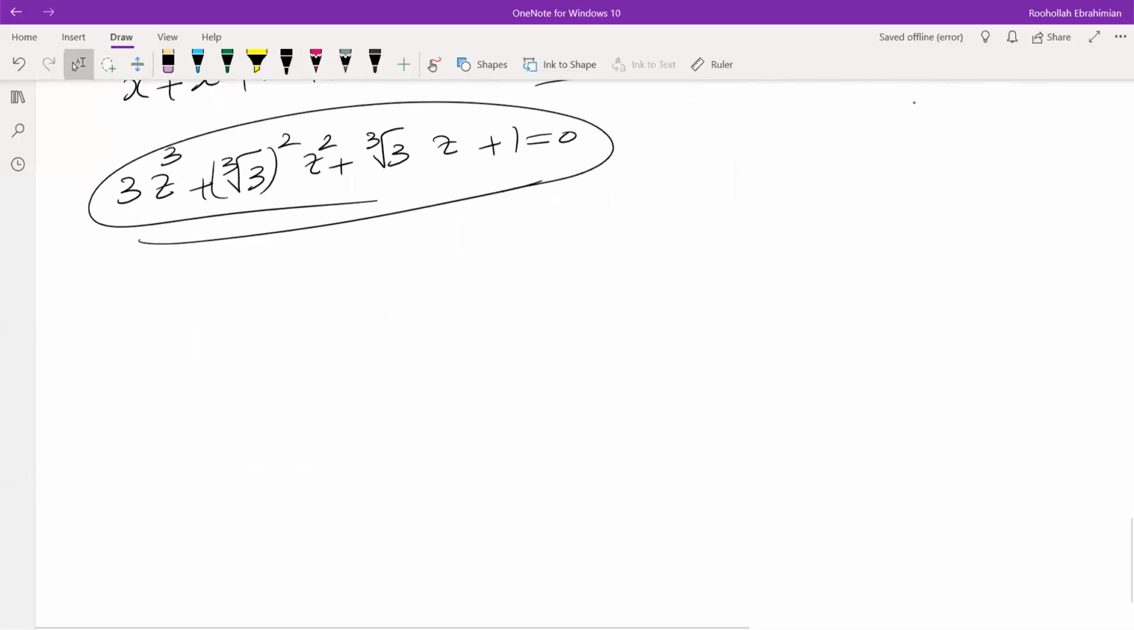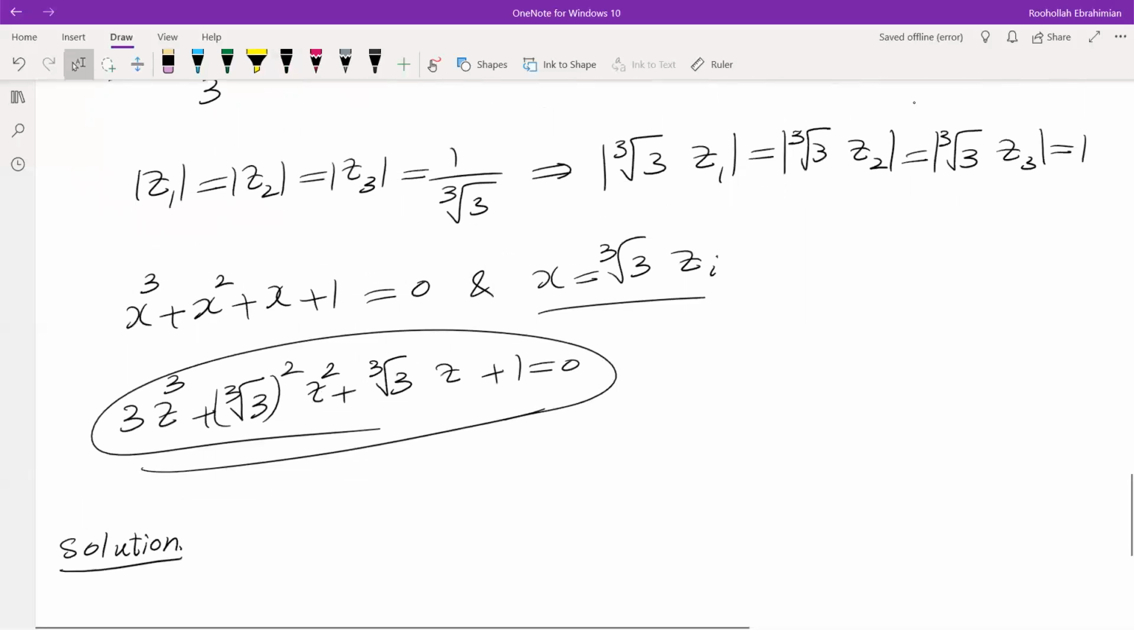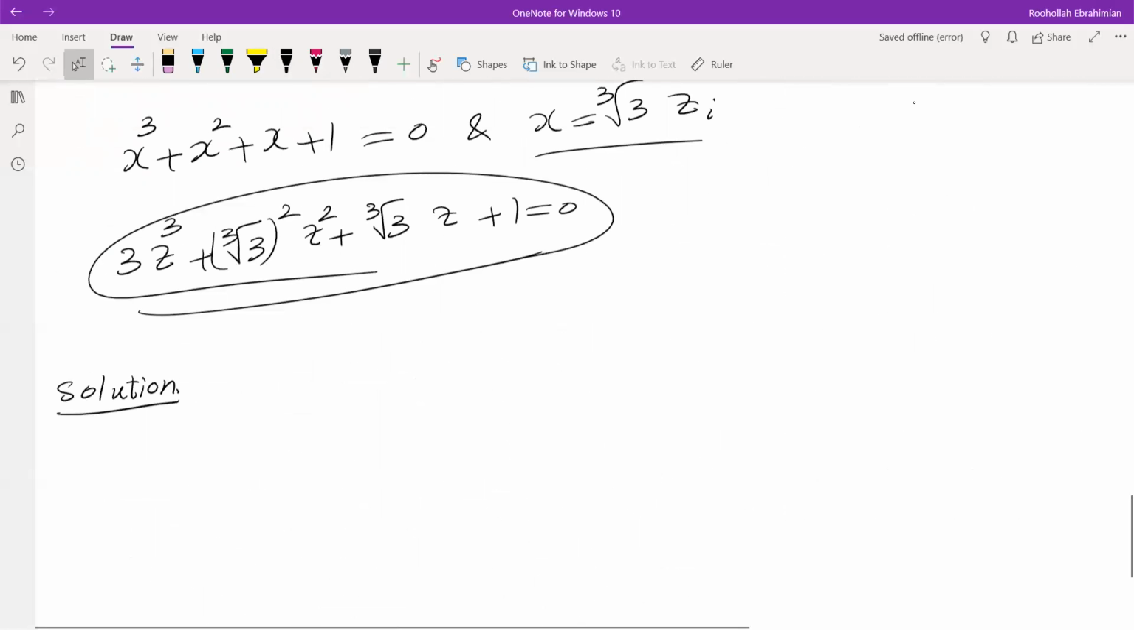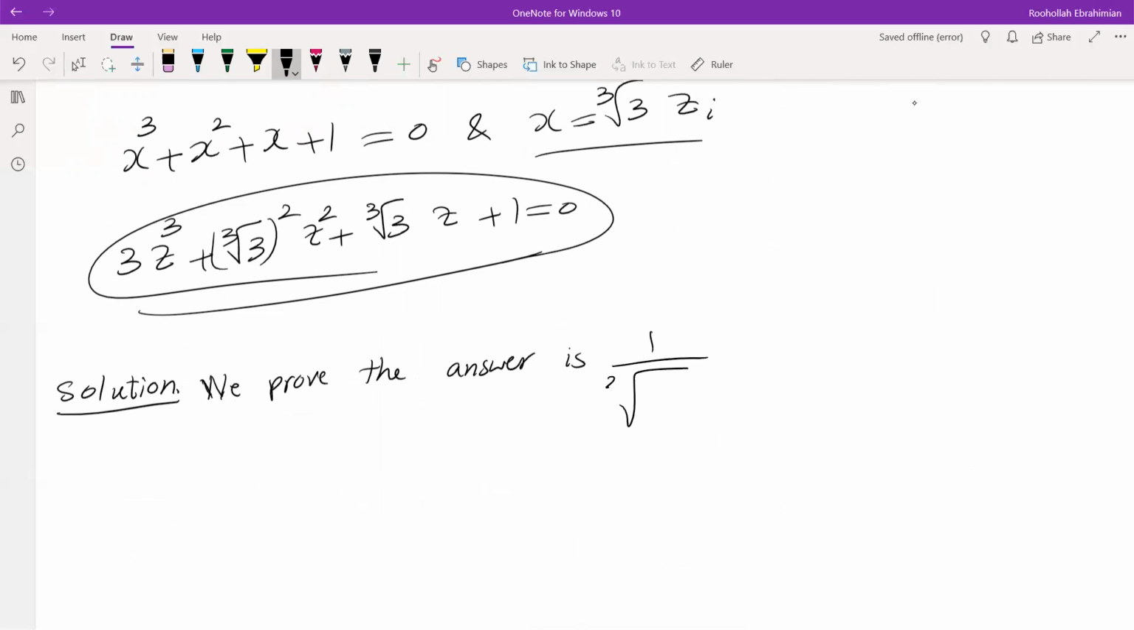So now we're going to write down the solution. Okay, so I'll put the answer here. Now, we can tell what the answer should be. It's 1 over the 2019th root of 2019. So we prove the answer is 1 over the 2019th root of 2019.